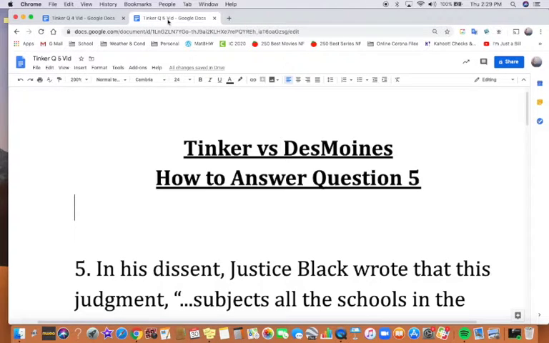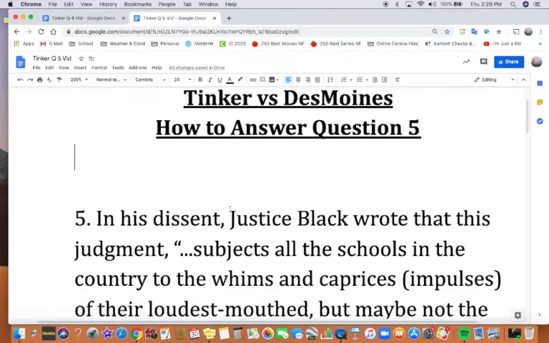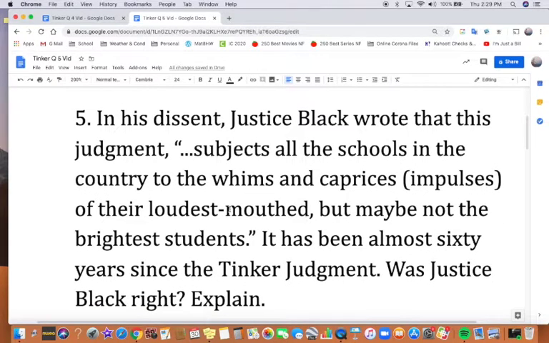So how do we answer question 5? Again, question 5 is a longer question. In his dissent, remember the dissent is the losing side of the case, Justice Black wrote that this judgment subjects all of the schools in the country to the whims and caprices, also another word for impulses, of their loudest mouth but maybe not the brightest students. It has been almost 60 years since the Tinker judgment. Was Justice Black right? Explain.